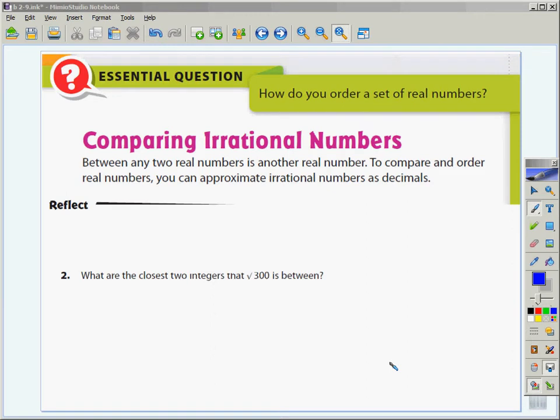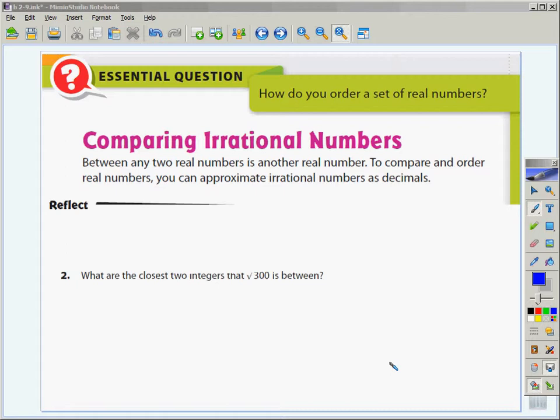Today we're going to be talking about how to compare irrational numbers to rational numbers, comparing them by putting them in order from least to greatest, or greatest to least. Okay? When they're asking me to compare numbers, they're asking which one's bigger, which one's smaller, or are they equal to each other? That's what they're asking.